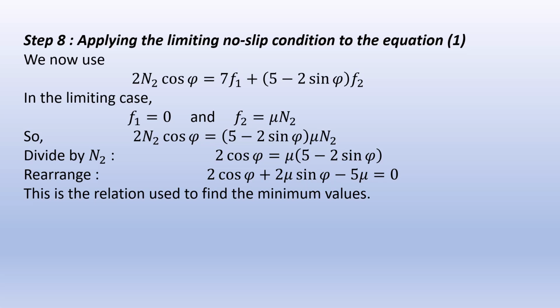So the equation becomes 2 N2 cos phi is equal to phi minus 2 sin phi into mu into N2. Next, we divide the entire equation by N2. So we get 2 cos phi is equal to mu into phi minus 2 sin phi. Now rearranging all the terms on one side, we get 2 into cos phi plus 2 into mu into sin phi minus 5 mu is equal to 0. And this is the very important relation that we'll use to find the minimum values required in the problem.